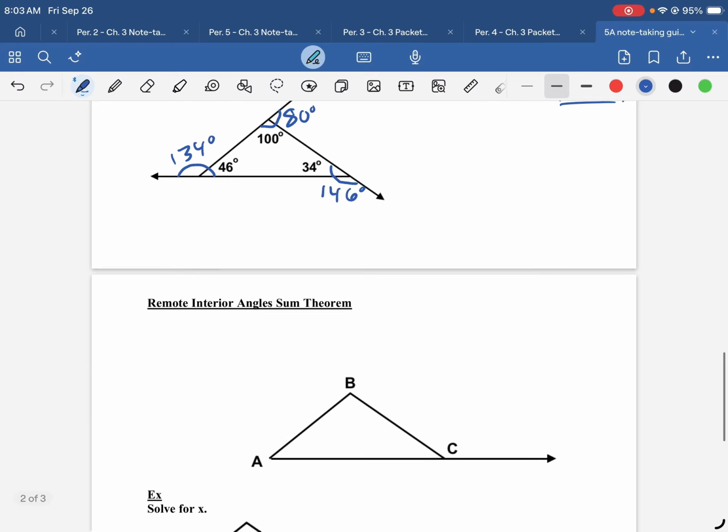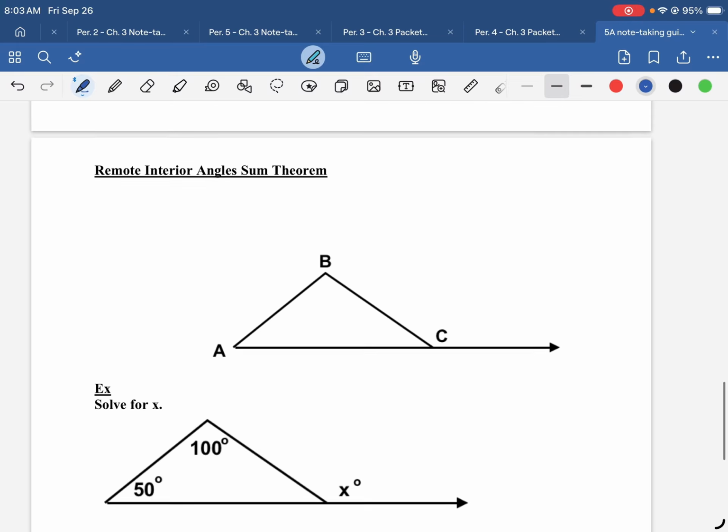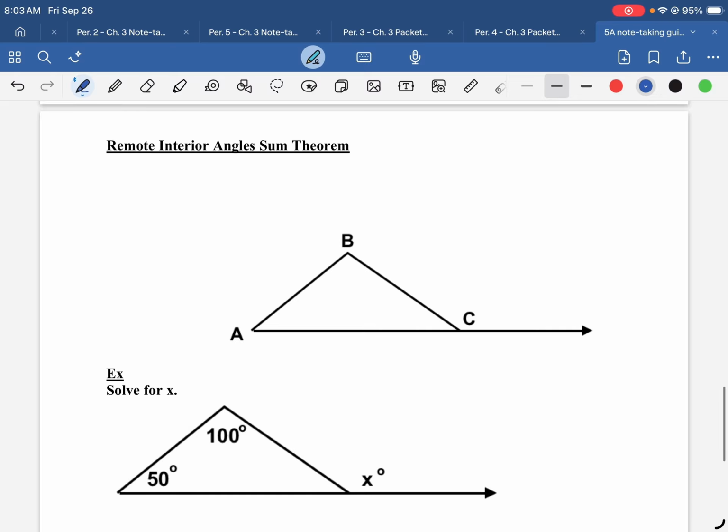All right, now let's talk about something called the remote interior angles sum theorem, okay? So we've got an exterior angle here. Angle C would be an exterior angle. And we've got three interior angles. But when I'm talking about remote interior angles, remote means far away, right? You use the remote control to control your TV from a distance. So this angle and this angle, we can consider those remote interior angles.